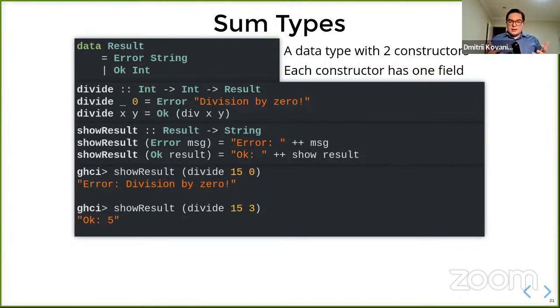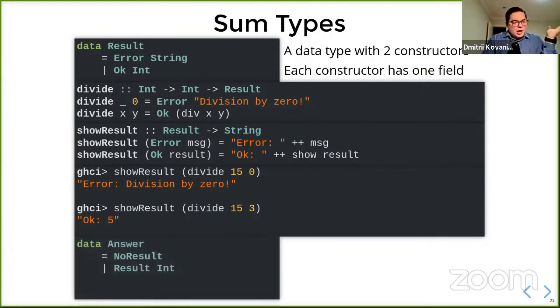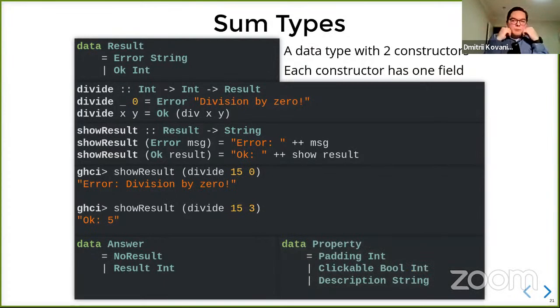And how you tell the difference between them, whether it's a string or a result, is you use the constructor names. So constructors, these tags, tell you the difference. You can pattern match on the constructor and you can extract the relevant part. And sum types can be of different shapes. So for example, a data type for an answer either has no result, just the constructor NoResult without any fields, or Result with some number. Or you can have a data type with some property, maybe some property of a form or an element. And the first constructor has a number, the second constructor has a boolean and a number, and the third constructor has a string.